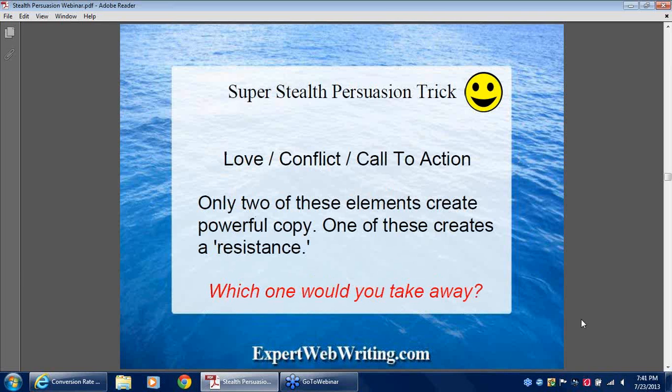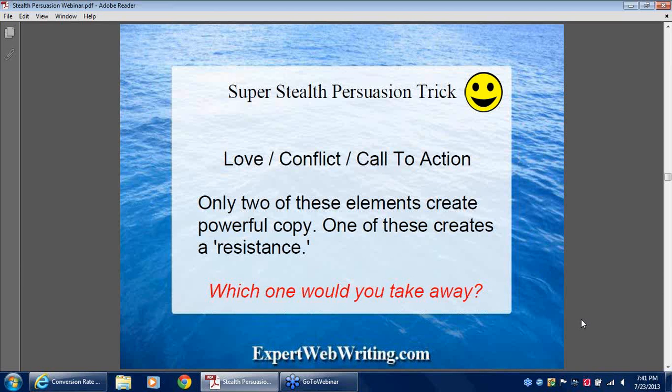But I noticed a trend here, and something that I experimented with for many years and tested, to just see which one of those elements, call to action or conflict or love, happened to create a big sales resistance with some people. And I often wondered what was that. So I decided to test and come up with a new theory here. Out of love or conflict or a call to action, one of these creates a very serious sales resistance. Two of these create great copy.